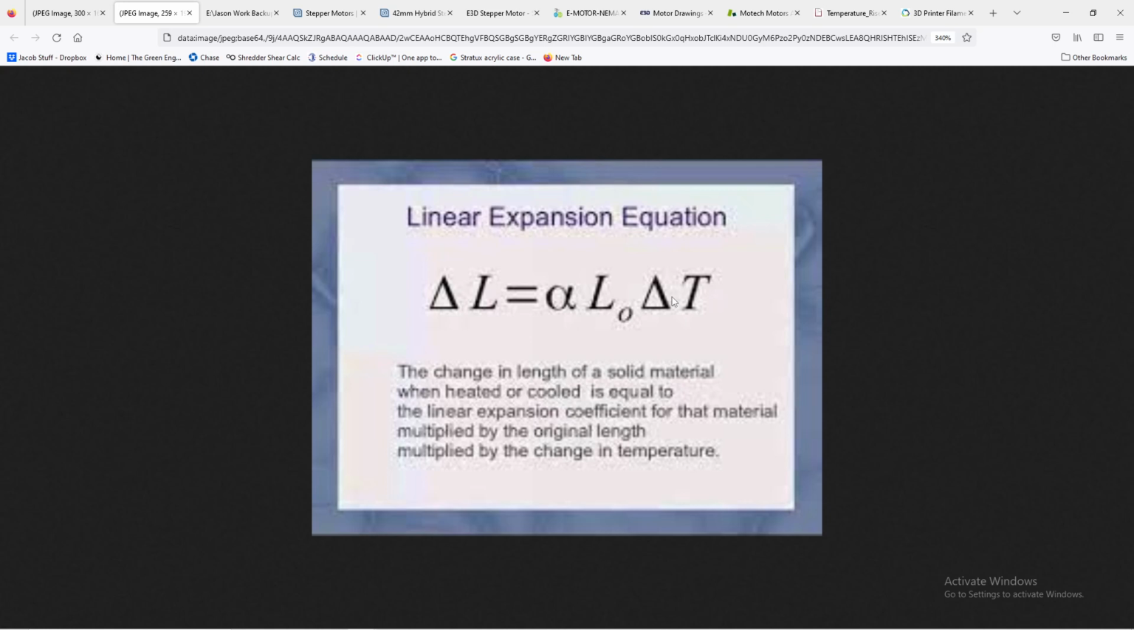And then also, as you can see, it's definitely material dependent, right? It depends on the linear expansion coefficient of that material, which is alpha. And there are websites such as Engineering Toolbox where you can find that kind of information.